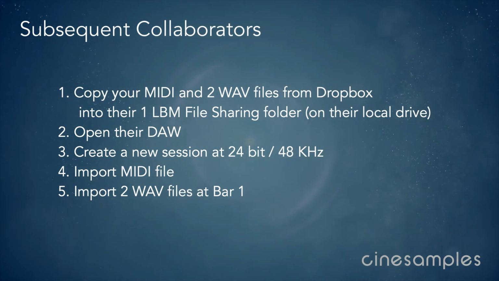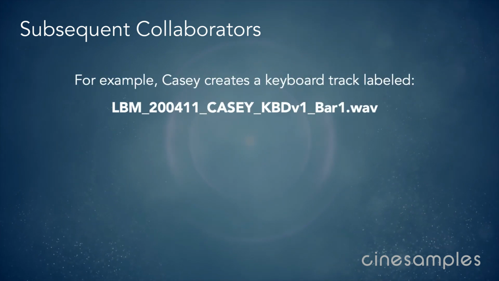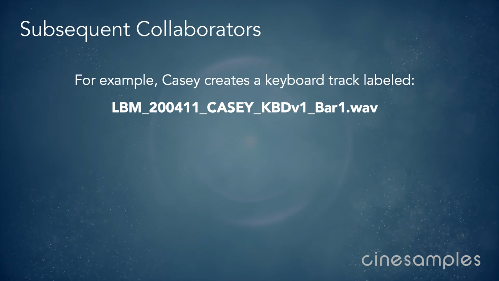They create a session in their DAW at 24-bit, 48 kHz. They import the MIDI file. They import the two WAV files and place them both at bar 1. Next, Casey could create a keyboard track, bounce it from bar 1, and label it like this.